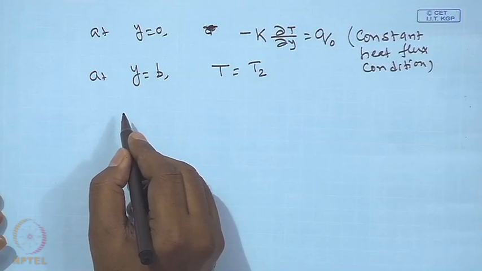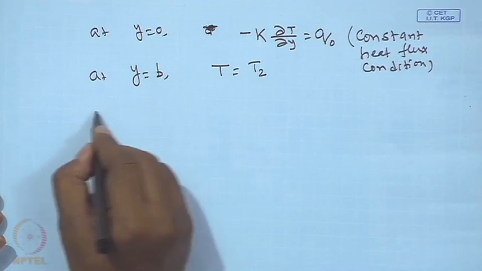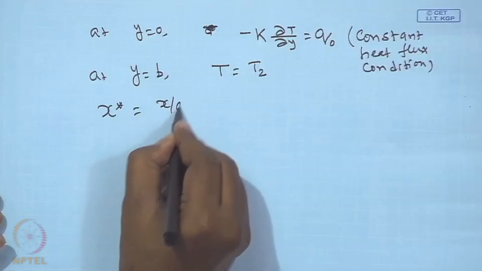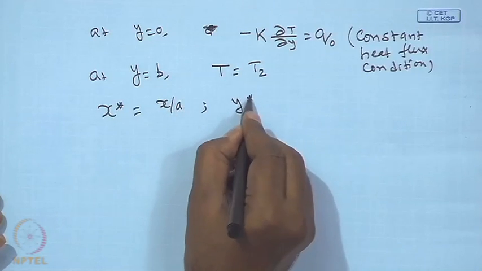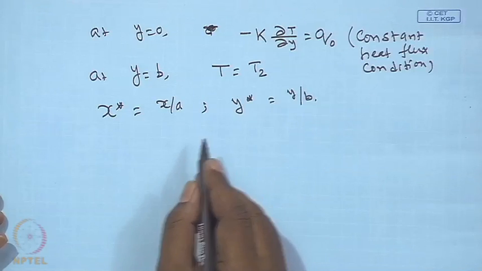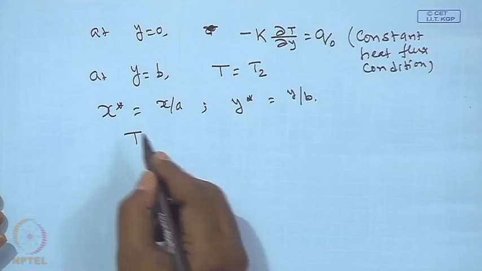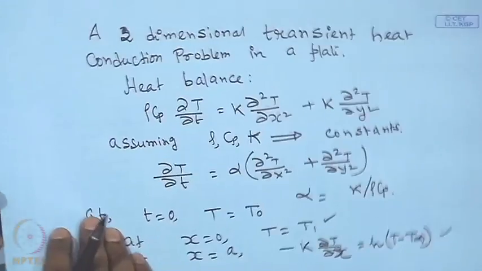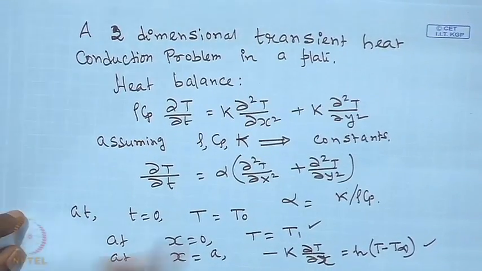Now, let us first non-dimensionalize this equation as we have done earlier. If you really set it up, we define x star as x by a and y star as y by b. And let us look into how many sources of non-homogeneity are present in this problem.